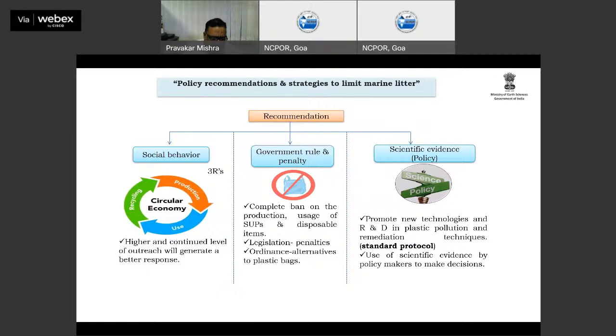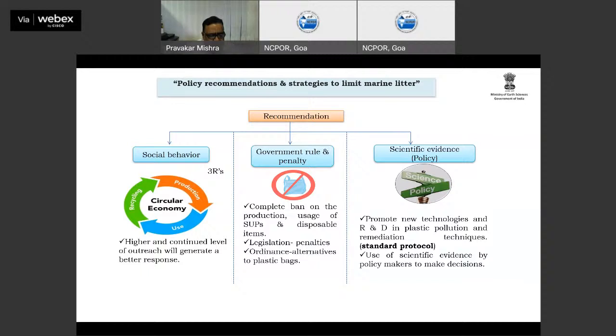We have the Blue Flag program. We are all taking care of beaches by regular cleaning, but that is not the solution, okay? So the social behavior, at the same time, the production, use and recycling is very important. And this can give you a circular economy.